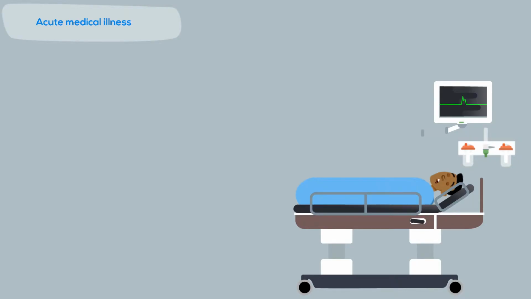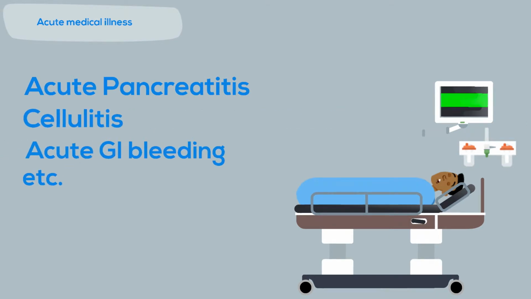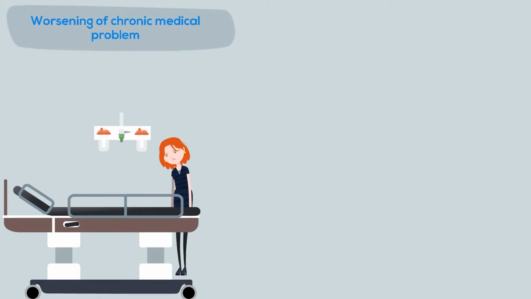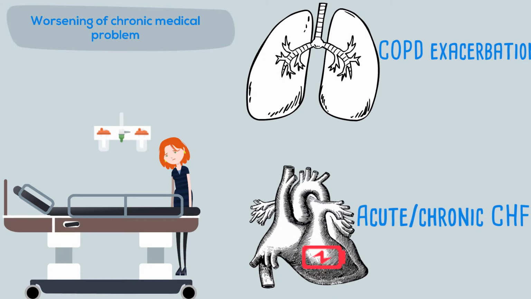Acute medical illness, like acute pancreatitis, cellulitis, and acute GI bleeding. Worsening of chronic medical problem, example, COPD exacerbation, acute on chronic CHF. Patient with multiple medical problems.